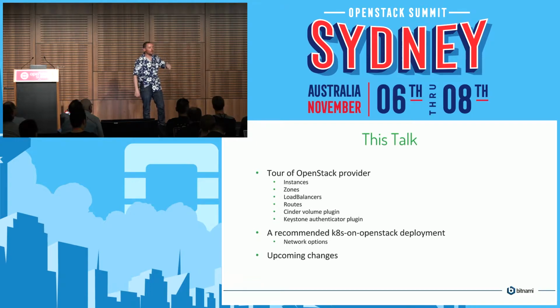As a reward at the end of it, I'm going to try to wrap it together and say, here's an overall architecture of how I would recommend you do a basic Kubernetes on OpenStack deployment, using what we now know about how it actually works. And then right at the end, I'm just going to talk about the future directions.